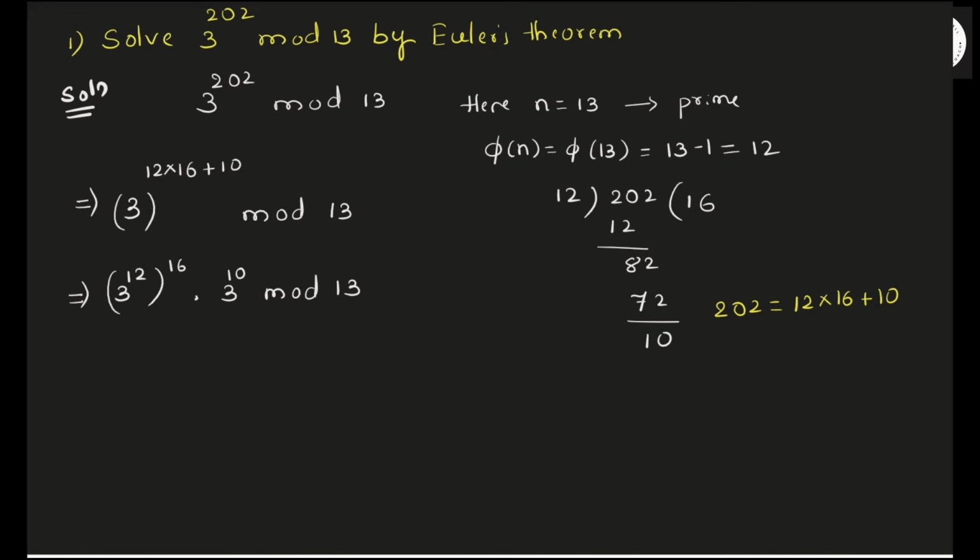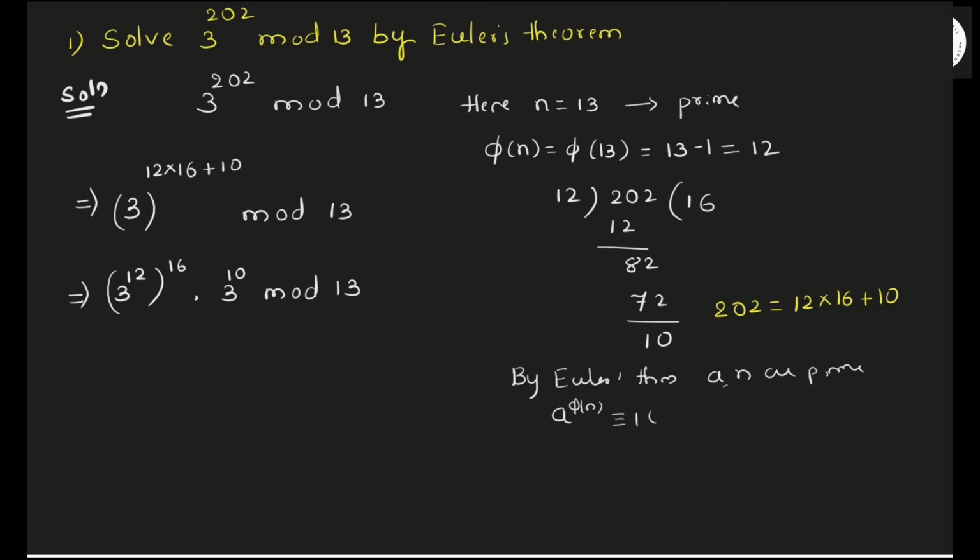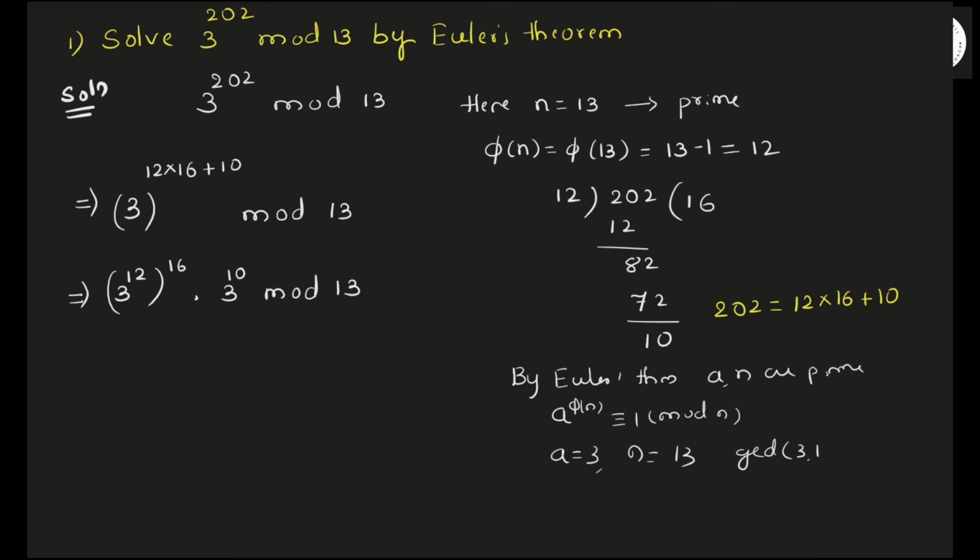Now, what is Euler's theorem? Euler's theorem states that if a and n are co-primes, then a raised to phi of n is congruent to 1 mod n. Here a is 3 and n is 13. These two are relatively prime, that is, gcd of 3 and 13 is 1. Then we can use this property.